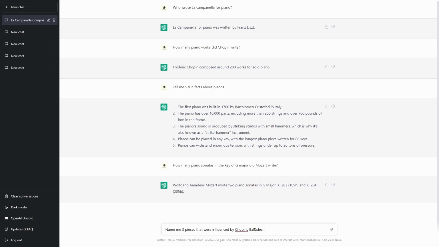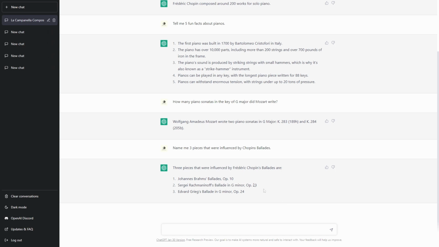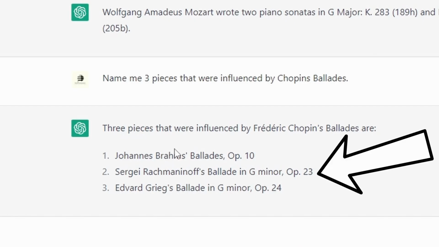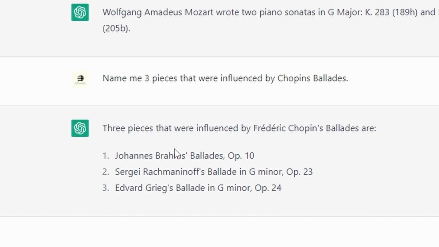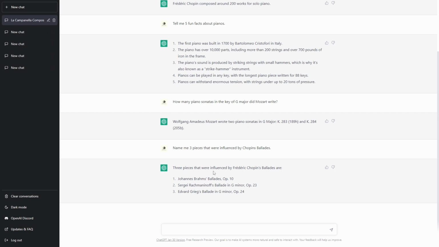Now my next question is, name me 3 pieces that were influenced by Chopin's ballades. Great, so we have the Brahms ballades opus 10, then Rachmaninoff, and then Grieg. Oh my god, did you guys notice the mistake here? It says Ballade by Rachmaninoff, when obviously that's the prelude. Somehow I completely missed this when recording, and I didn't see it actually made the mistake. So it probably meant the prelude opus 23, not the ballade, because there is no ballade. I cannot confirm directly if they were influenced by Chopin's ballades, but I'm gonna go ahead and assume that that's right.